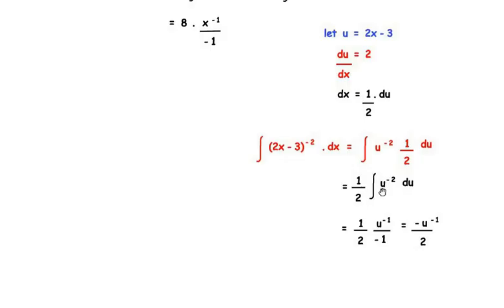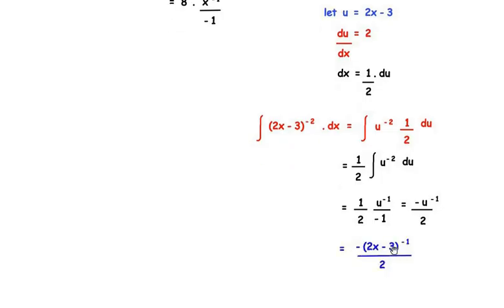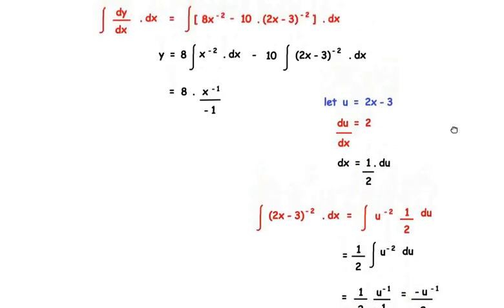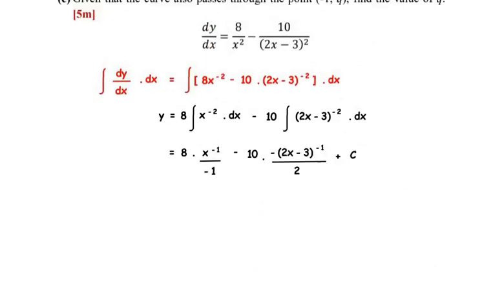Now to integrate this, we are going to use the power rule of integration, giving us 1 over 2 times u to the power of negative 1 over negative 1. So we can also write this as minus u to the power of negative 1 divided by 2 times 1 gives us 2. So replacing u with the x terms now, we get minus (2x minus 3) to the power of negative 1 over 2. So here, in place of the second term, we are going to write minus 10 times minus (2x minus 3) to the power of negative 1 over 2.